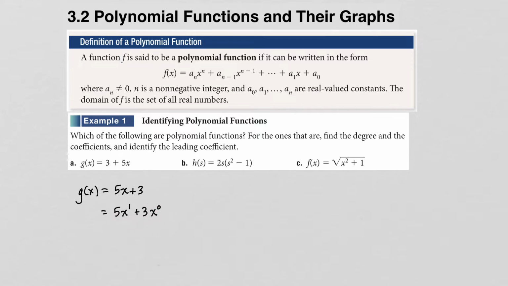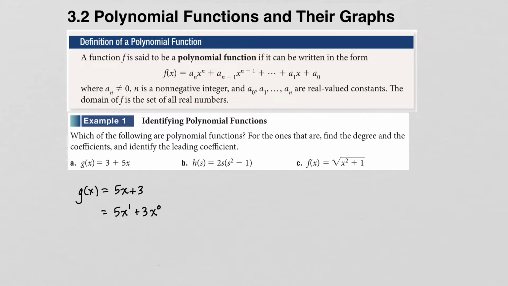So what we have here is a leading coefficient of positive 5. Our highest power of x is x to the first power. And then we only have one more term after that, which is our constant term, and that's just positive 3. So yes, this is a polynomial function because it fits the format of what we have up above.